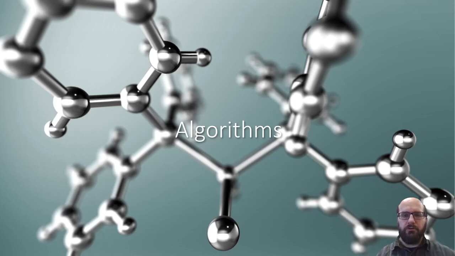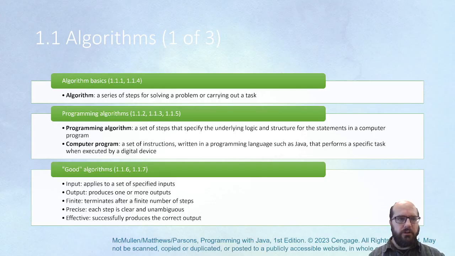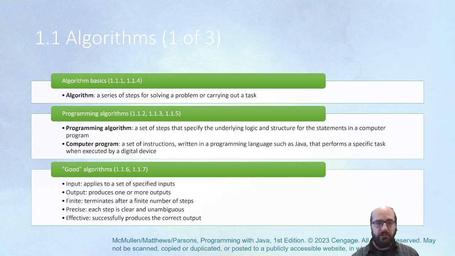Alright guys, so no computer science class would be good unless we started with the discussion of algorithms. So let's talk about some algorithms. First off, an algorithm is a series of steps for solving a problem or carrying out a task. A programming algorithm is a set of steps that specify the underlying logic and structure for the statements in a computer program. A computer program is a set of instructions written in a programming language, such as Java, that performs a specific task when executed by a digital device.